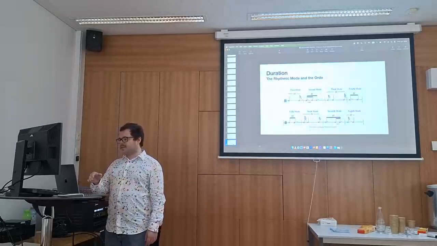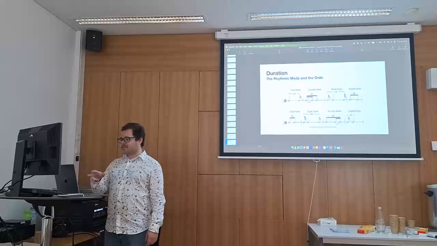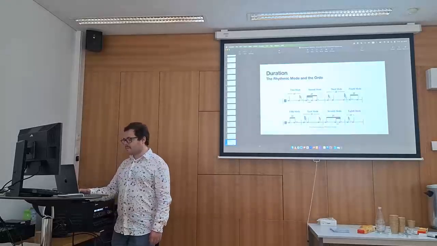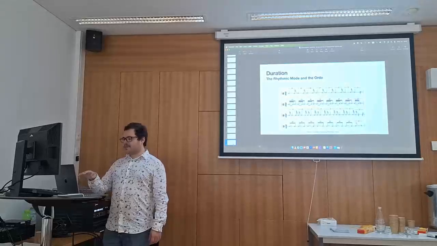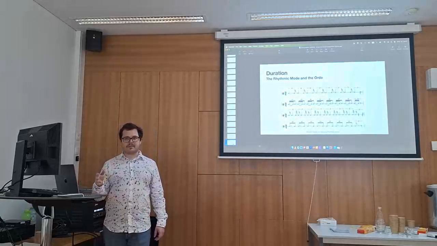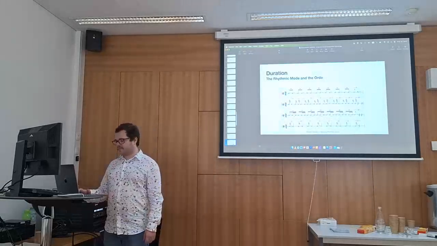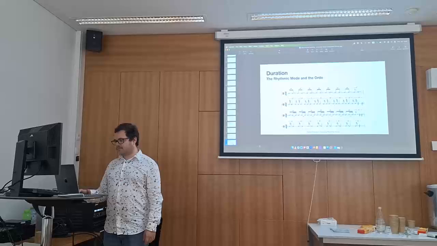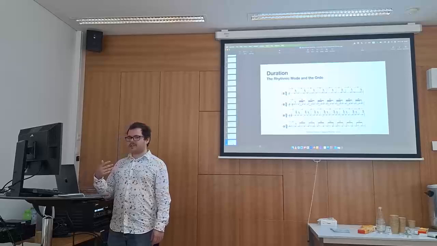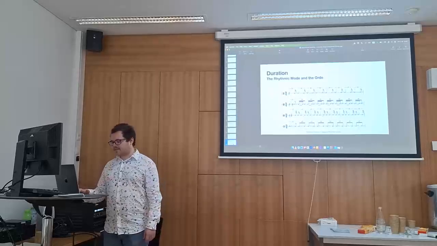So 8 plus 3, 5 plus 6, 2 plus 8 plus 1, 7 plus 4, 4 plus 7, 1 plus 8 plus 2, 6 plus 5, 3 plus 8. These are the perfect ordines they form when starting on the strong part of the beat. And these are the imperfect ordines they form when starting on the weak part of the beat.